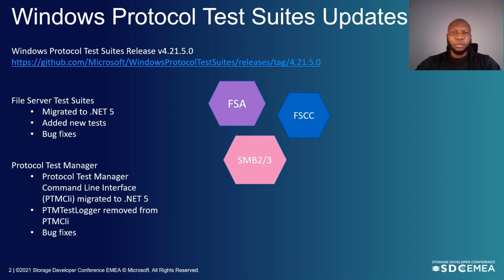The latest version of the Windows Protocol Test Suites is version 4.21.5.0 and it's available for download today from GitHub. The link is on the screen and on the slides, which will be available after the session.